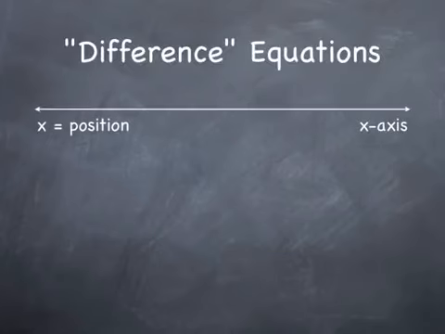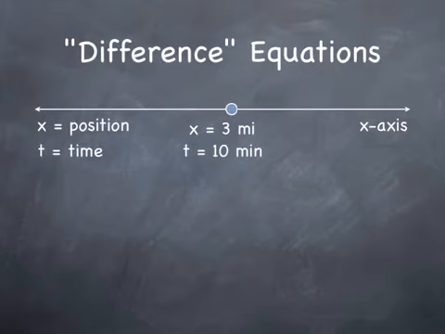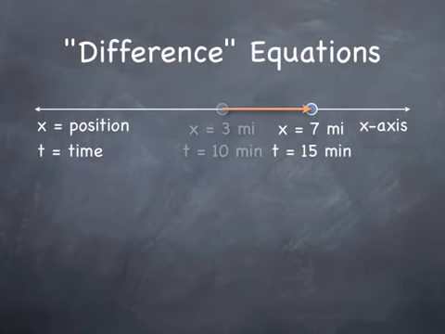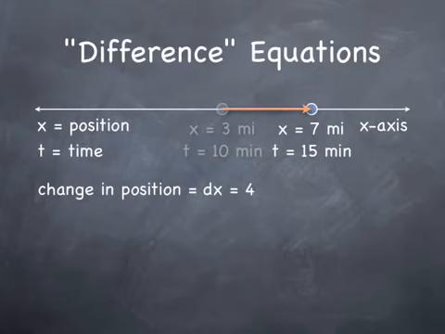The x-axis will represent the position of the car. Here we are at the 3-mile marker after 10 minutes. 5 minutes later, we are at the 7-mile marker. The change in position, dx, or the difference in x, is 4 miles. The change in time, dt, or the difference in t, is 5 minutes.